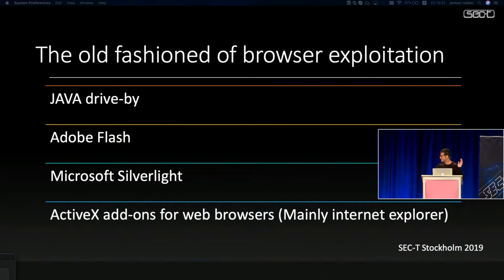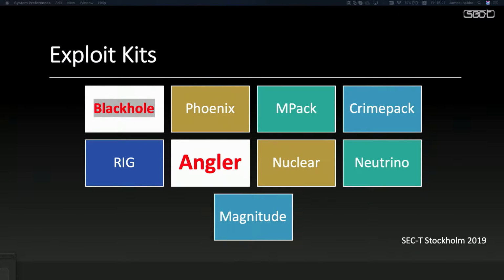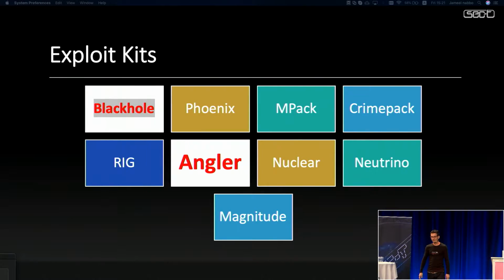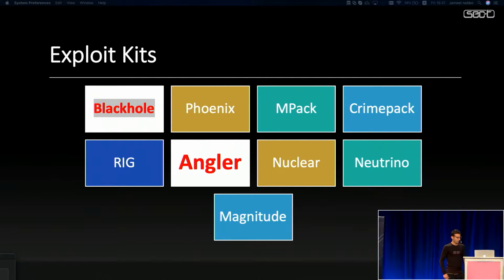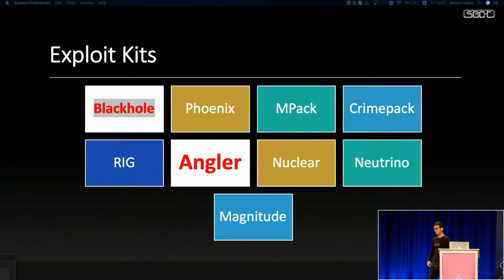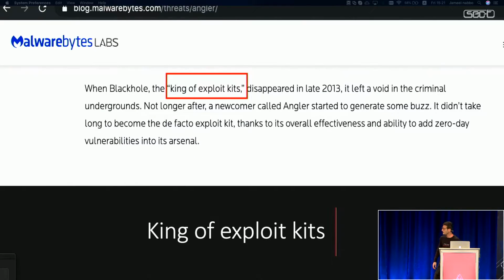Then the other ones: Flash player, Microsoft Silverlight, ActiveX for Internet Explorer. Exploit kits, so we got Black Hole, we got Angler, Nuclear, Magnitude, these kinds of cool guys. They have a fancy logo, they just put their names. If you really dig into exploit kits and crime history, you're going to find that, as Malwarebytes says, the king of exploit kits is Black Hole. Why? Because it uses really cool delivery techniques.